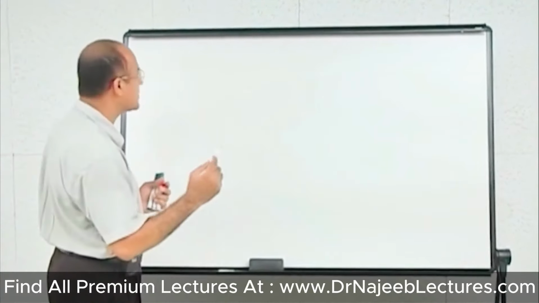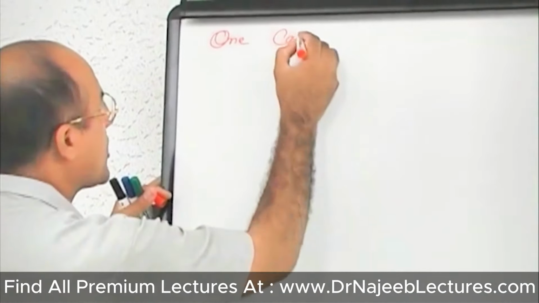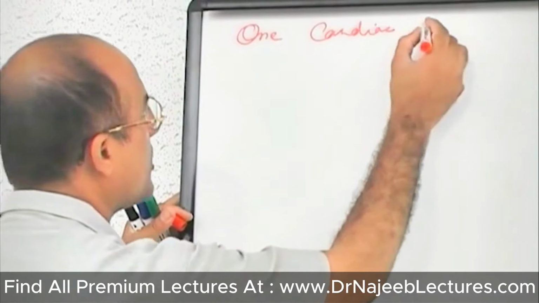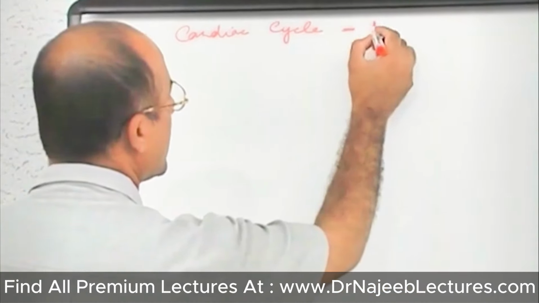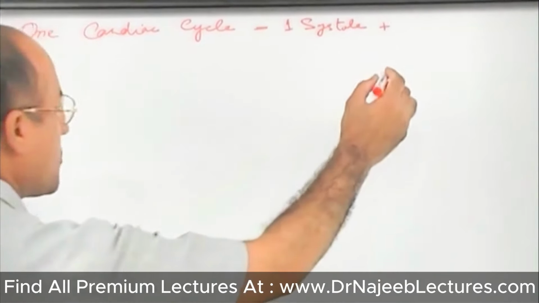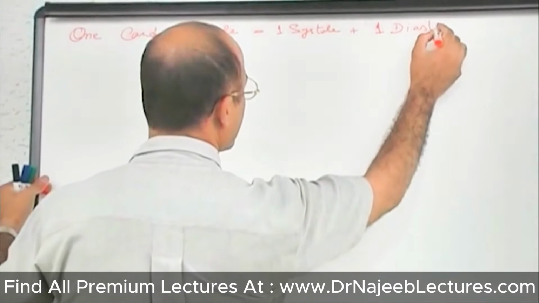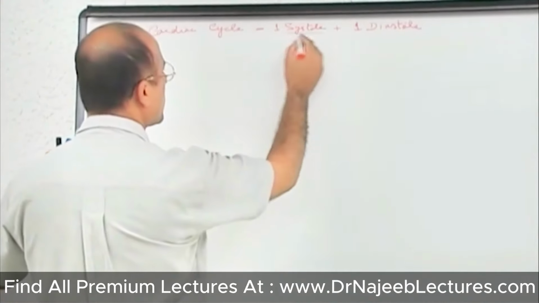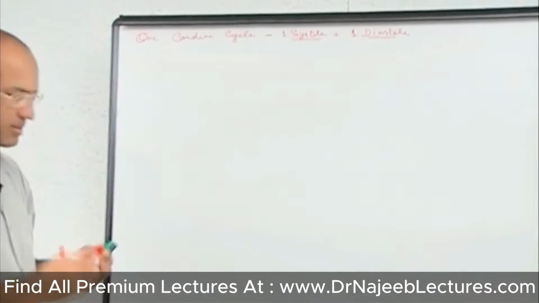First of all, what is the cardiac cycle? One cardiac cycle is equal to one systole plus one diastole. Systole means contraction and diastole means relaxation, right?